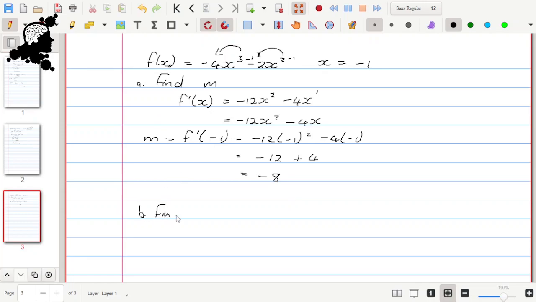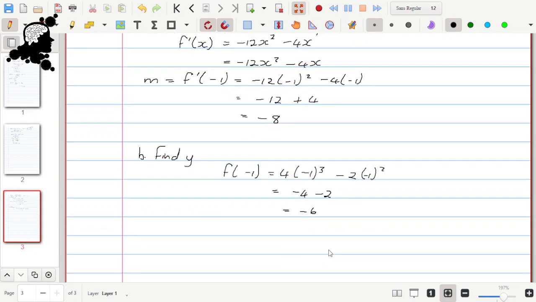So now we are finding y. To get y, we said we substitute the x value into our original equation. So f of negative 1 is going to be in the original equation of f of x. Where I see x, I'm going to substitute negative 1. So this is going to be negative 4 into negative 1 cubed minus 2 into negative 1 squared. And this would give us something like negative 4 minus 2, which will give us negative 6. We have our x and y value, and we have our gradient.